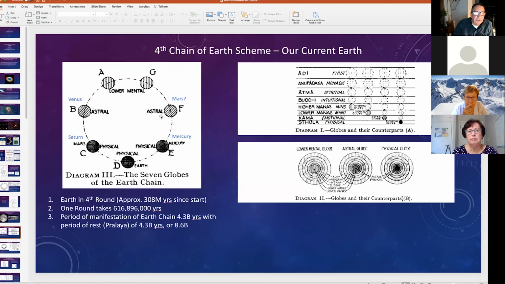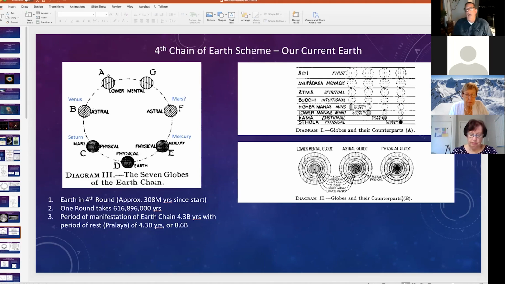And these are the seven globes of the chain. And the life wave goes around these. So when it enters the chain, the life wave, as it's called, and the life wave consists of all the seven kingdoms of monadic lives. They go around the chain seven times, successively passing through the bodies.